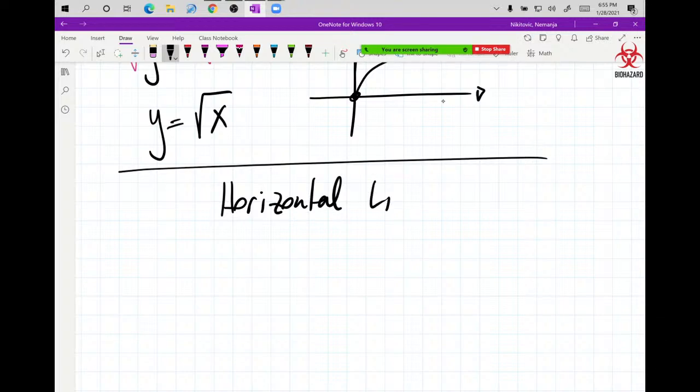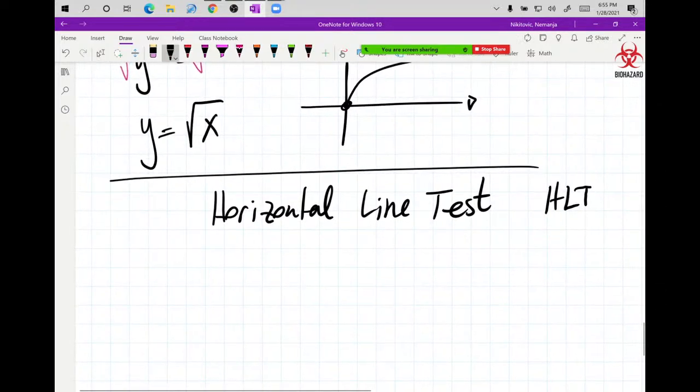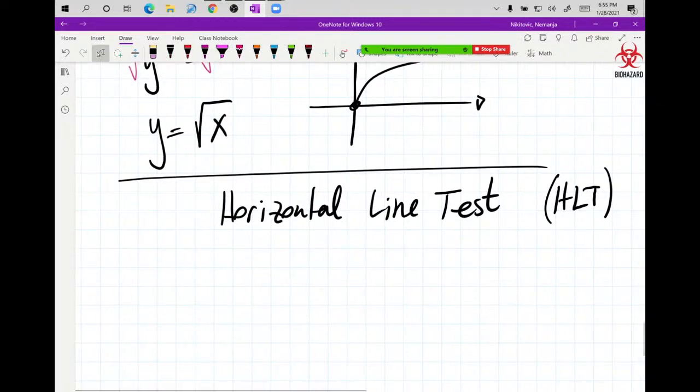Horizontal line test. Halt. If the other one was volt, this one is halt. So what's halt over here?